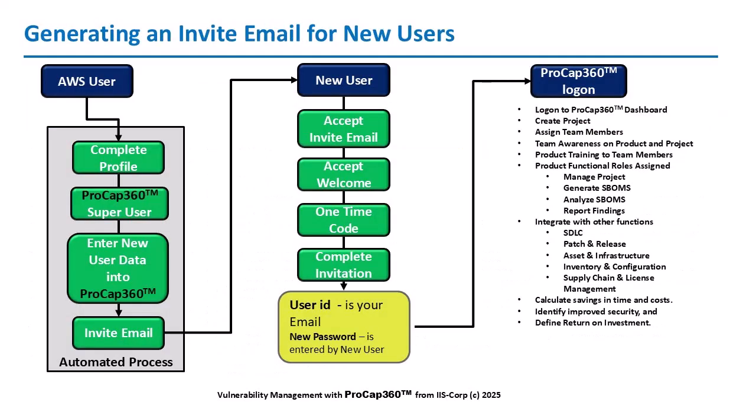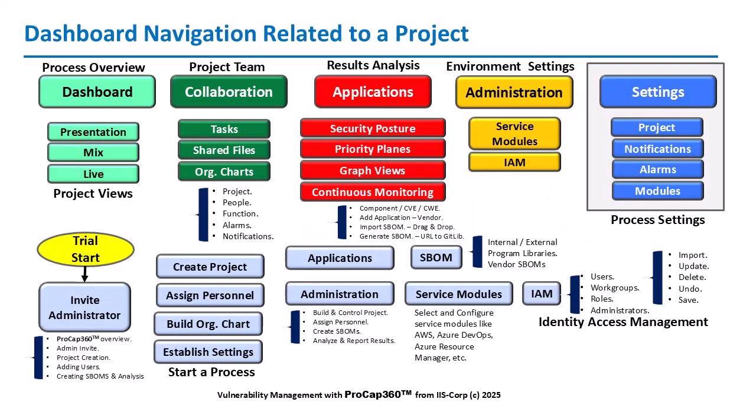ProCap 360 offers an opportunity to try our product within a trial period. You can register a request through AWS or call us directly. We will provide you with an invite email that leads to your obtaining a logon ID and password. The services you can perform are listed here. Some of the functions that you can perform from our dashboard are shown here.